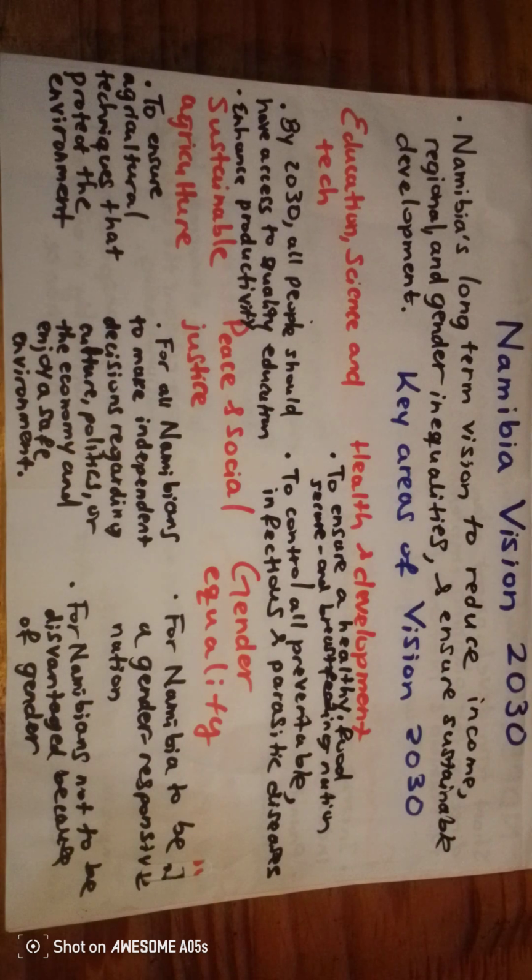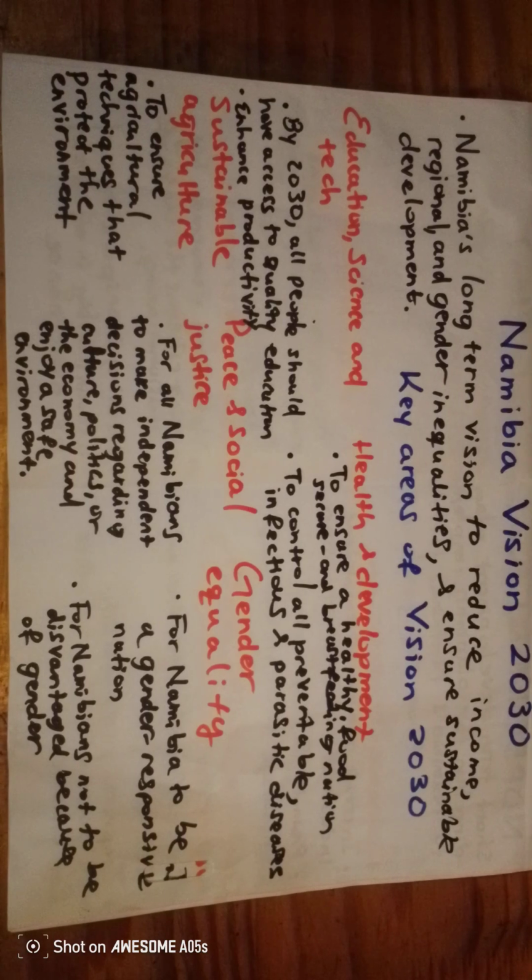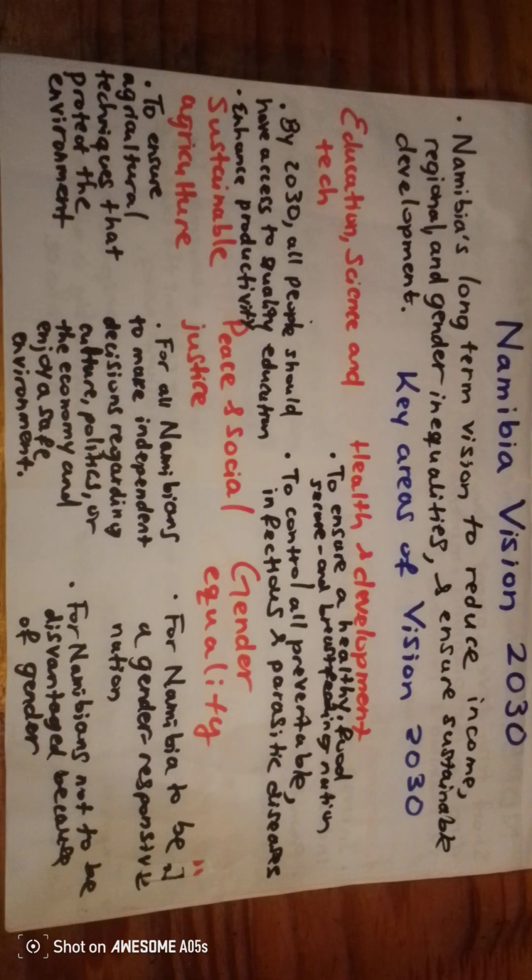Perfect. That is my cue to end this video on Namibia Vision 2030, and I'll make another one which will look at NDP 5, which is Namibia's National Development Plan. But the fifth one, there was NDP 1, NDP 3, this is NDP 5, but we'll get to that one.